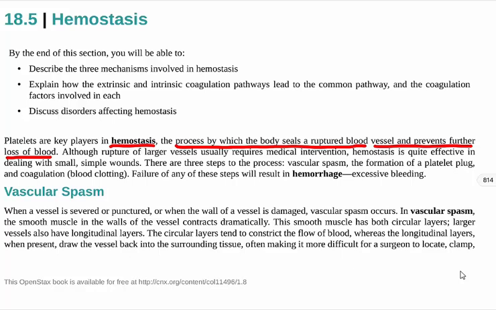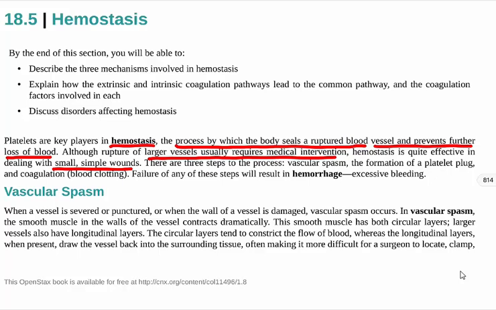So if you get a cut or even a hard hit that ends up being bruised, the blood vessels are being ruptured in that case, and then this is the process by which the body is going to prevent further blood loss and heal that area. Although the rupture of larger vessels usually requires medical intervention, hemostasis is effective for small, simple wounds. So a little cut, if you're cutting something up in your kitchen and cut yourself with a knife, a bruise, that kind of thing, the hit that causes a bruise.